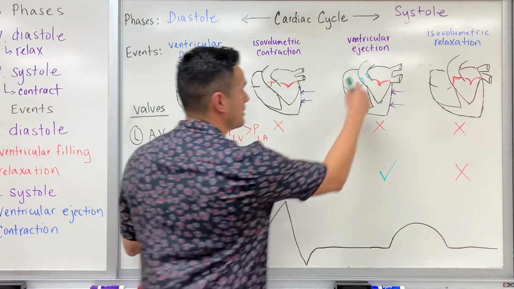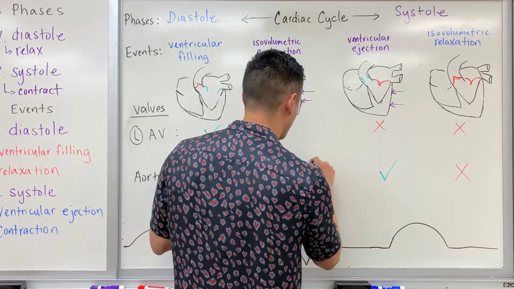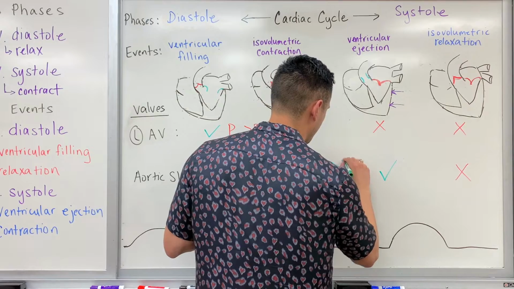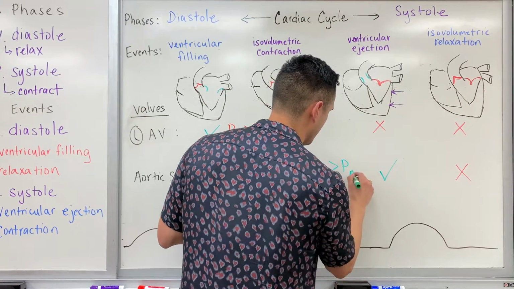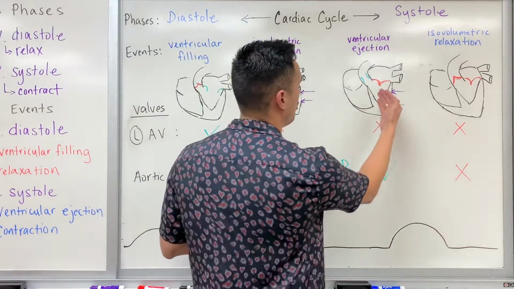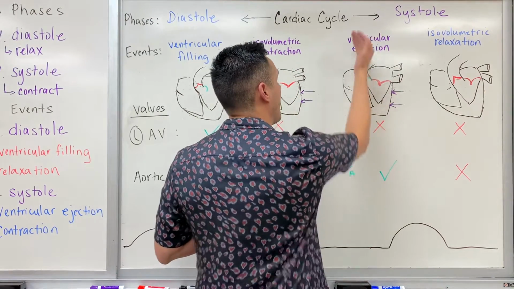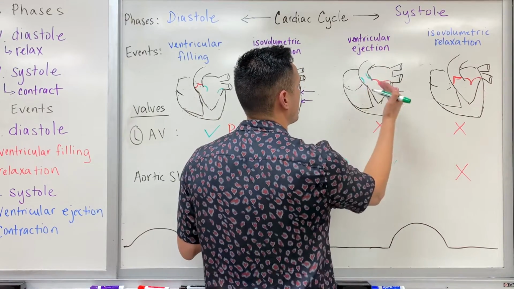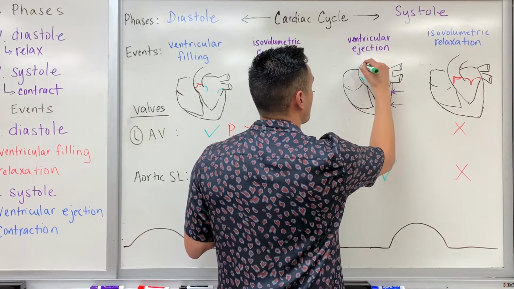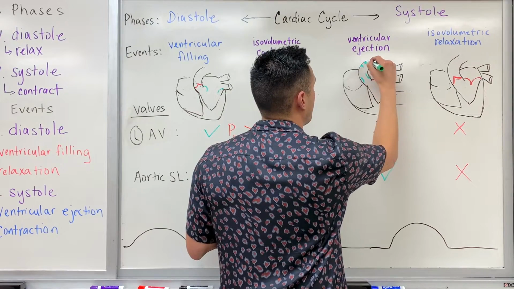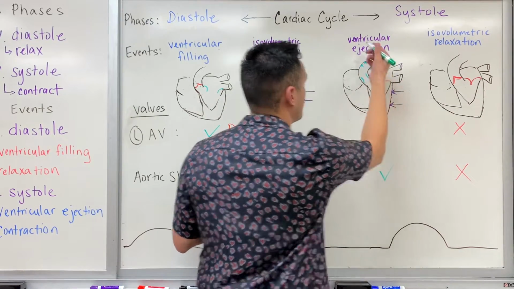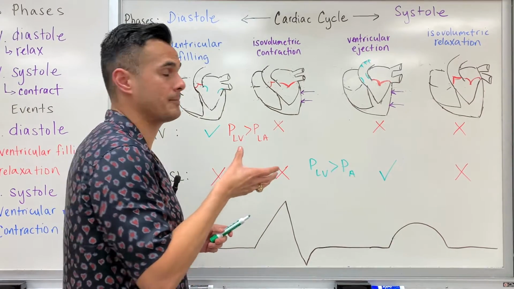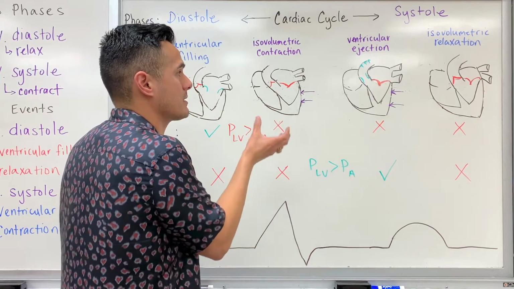So now, in order to transition to ventricular ejection, the pressure within the left ventricle has to become greater than the pressure within the aorta. Once that happens, this valve opens, and now we're pushing blood out. Another thing to keep in mind is that as blood is flowing out through the aorta, that blood is pushing against the walls of the aorta. So it's very important that the aorta recoils once the ventricles start to relax.